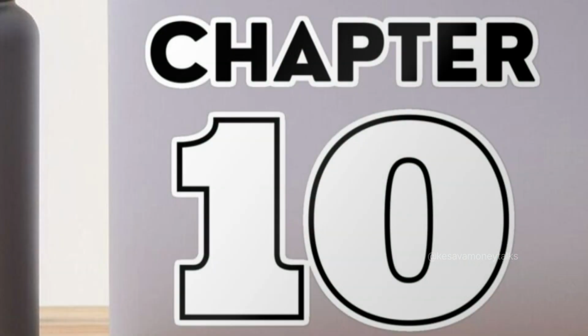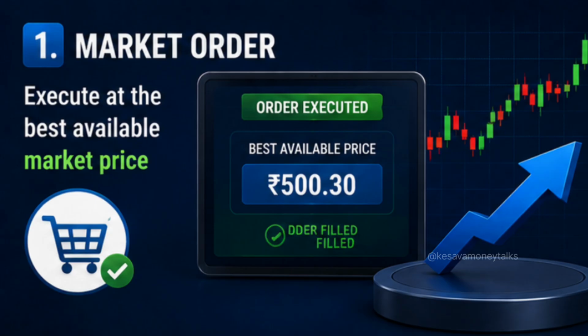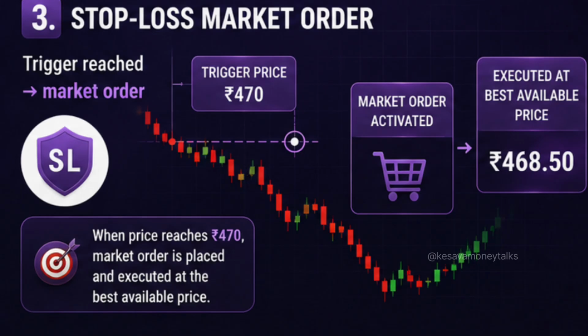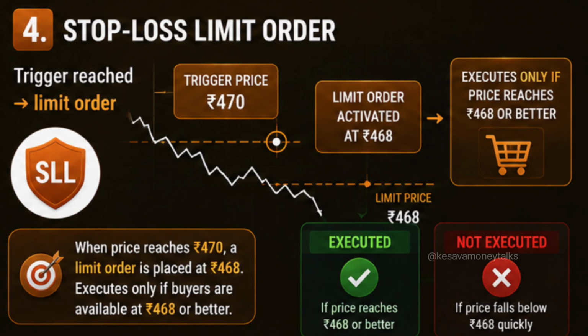And chapter 10, simple comparison. Let's make everything easy. Order versus main idea. Market order, execute at the best available market price. Limit order, execute only at your specified price or better. Stop loss market, trigger reached, market order. Stop loss limit, trigger reached, limit order.